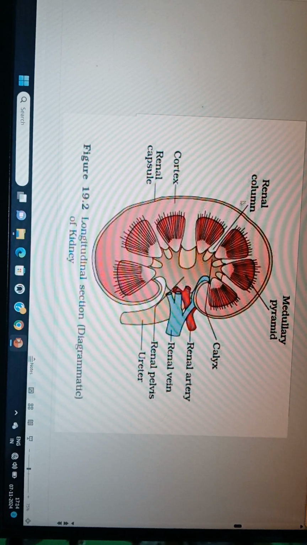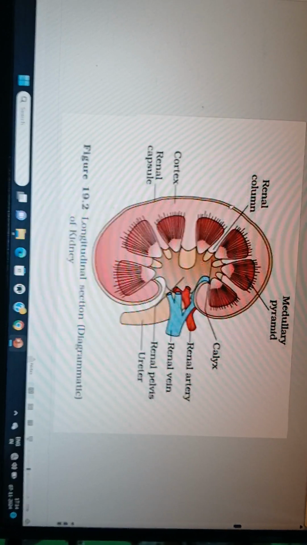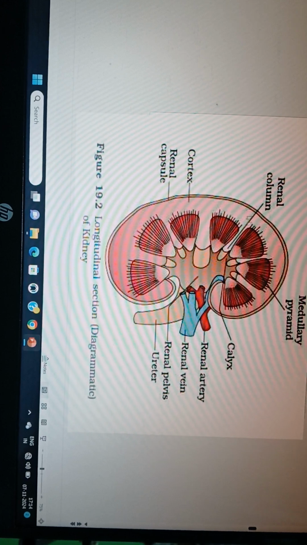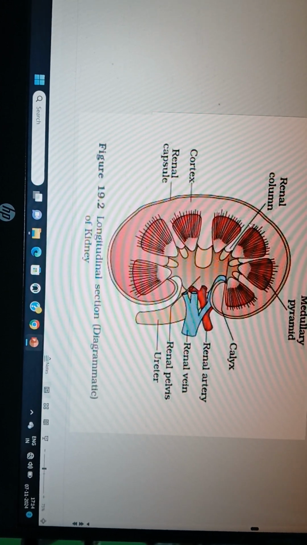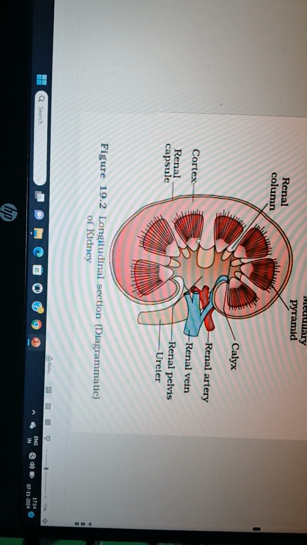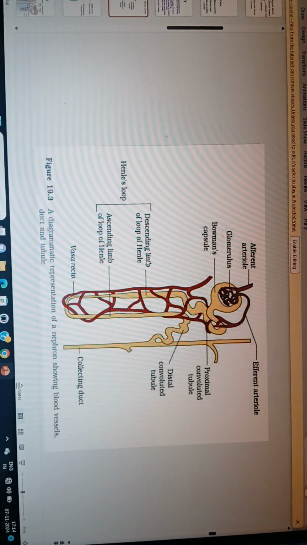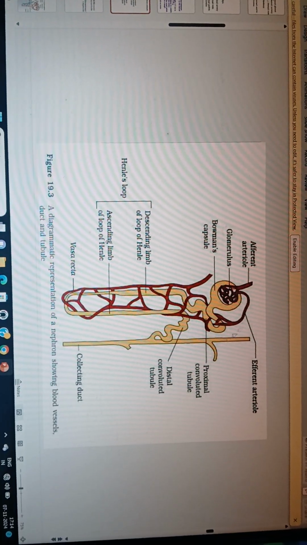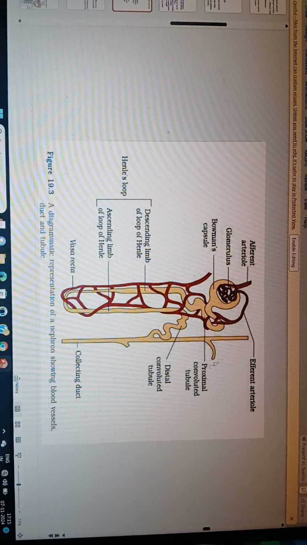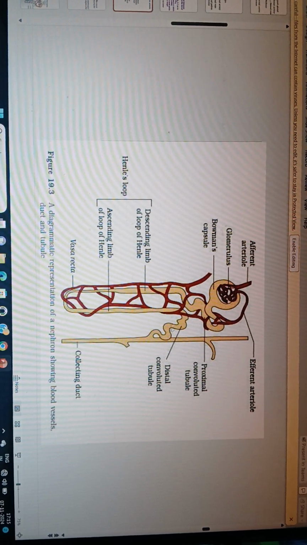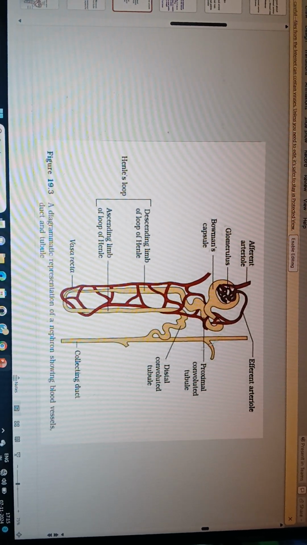This is known as the renal column, also called the column of Bertin. So this is the structure of the kidney. Then look, students, inside the kidney there are so many functional units. What's the name of this functional unit? The name of the functional unit is nephron.